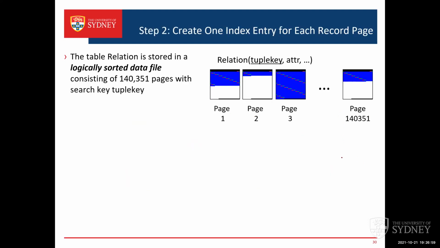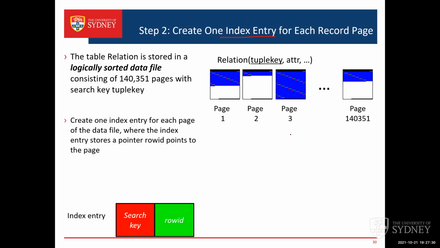Okay, so when we have to create the index, the simple thing that we can do is let's create one index per page. So for each page, we can create one index entry. So how many indexes do I need in this case? I have 140,351 pages. So these many indexes I have to create, right? So if I want to create one index for each page, okay, how much space does an index take?